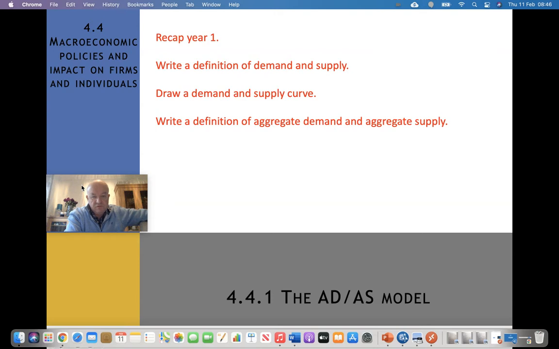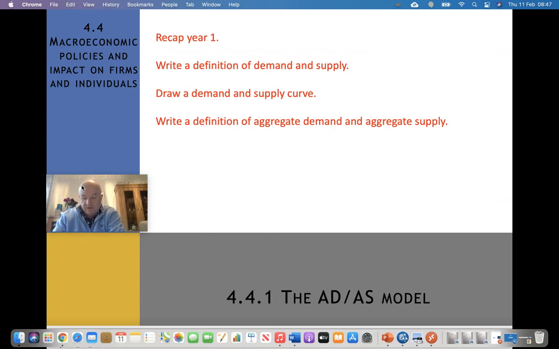So first and foremost, I'd like you just to think about demand and supply in a bit more detail. Try and remember the things that you've learned about that. Write a definition of demand and supply, draw a demand and supply curve, remembering to draw in and label the relevant axes, and also put together a couple of definitions, one on aggregate demand and how that's made up, and what aggregate supply is too.